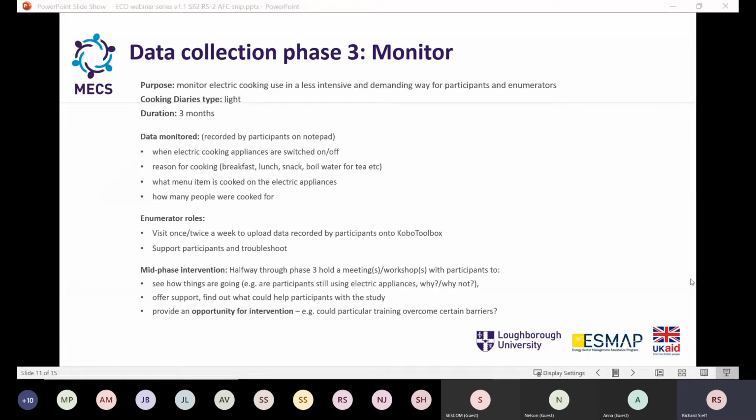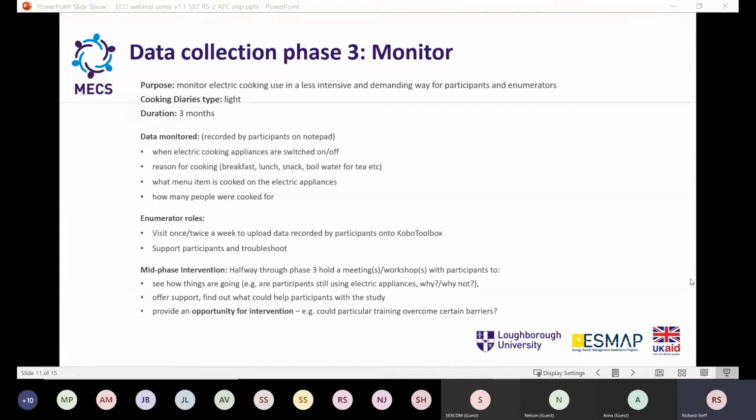These visits should be set to a sensible frequency so that enumerators have plenty of time to get around the households when they go. They still upload the data to COBO Toolbox, but they use a different, shorter survey this time. And they continue to support participants and troubleshoot any issues that come up.